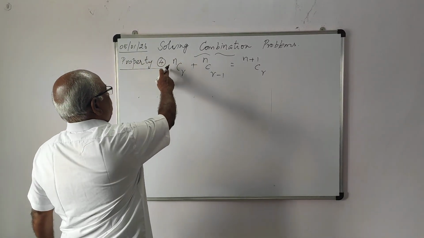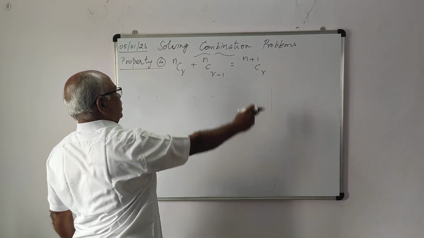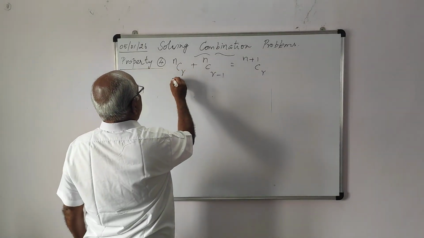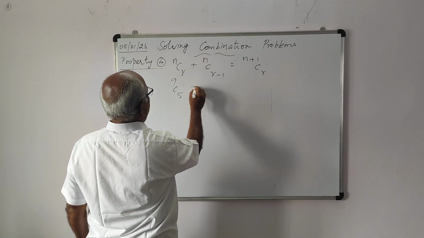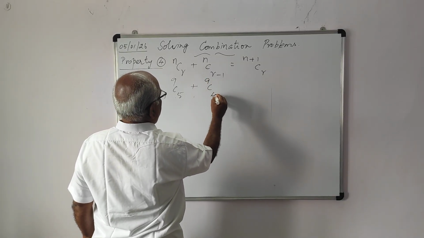See the application of this property: nCr plus nCr minus 1 equals n plus 1 Cr. Application of this property, you see: 9C5 plus 9C(r minus 1), 5 minus 1, that is 4.